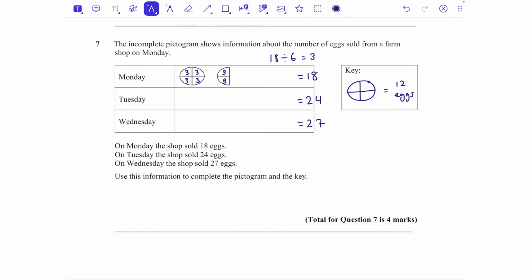Now for Tuesday, we've got to do 24. So I know that one full circle is going to get me 12, and I'll need another full circle to get another 12, because 12 add 12 is 24. Same thing for Wednesday, I've got to go to 27, so let's do one full circle, another full circle, and that gets us 24. I need to get 27, so that's an extra 3, so I need one more little section like that. We've completed the pictogram, we've completed the key, so that's all done for 4 marks.